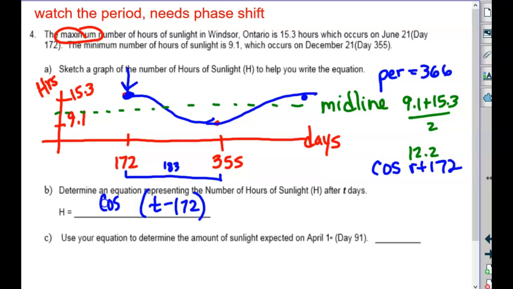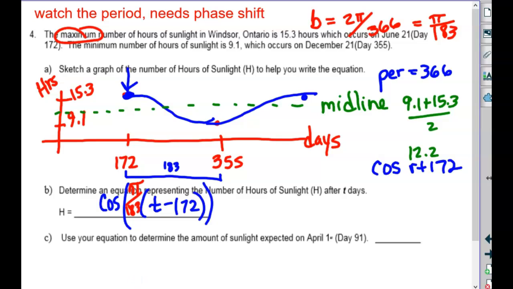And we have cosine. Can we put the B in yet? The B value is the period, 2 pi over the period. So it's 2 pi over what? We already figured the period is, what's the period, guys? 366. Which reduces to pi over 183. Lovely. I'm not going to be able to write that in here because I didn't leave enough room. It almost looks like a 183.